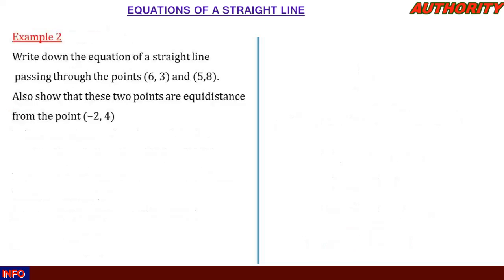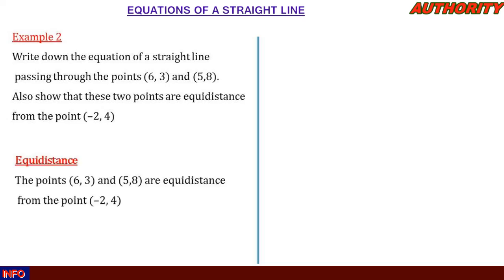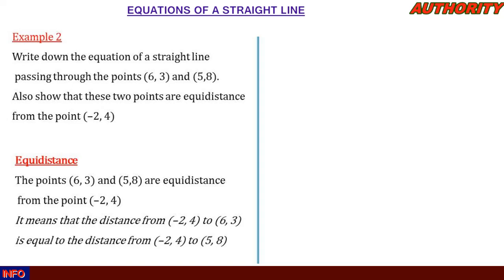All right. Now the second part of the question says we are to show that these 2 points are equidistant from the point minus 2 and 4. Here we are to show that the point 6 comma 3 and the point 5 comma 8 are equidistant from minus 2 comma 4. What does it mean? It means that the distance from the point minus 2 comma 4 to the first point 6 comma 3 is equal to the distance from minus 2 comma 4 to the second point.